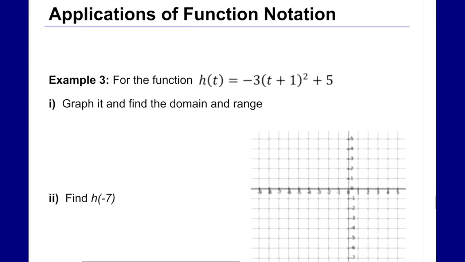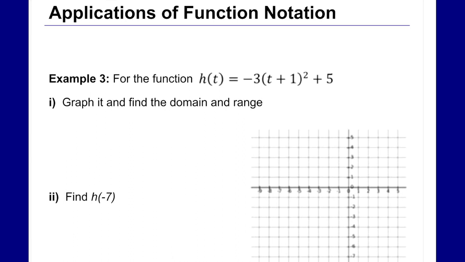Lastly, look at some applications of function notation. So rather than given an equation, given as y equals something with x in it, we can use function notation, right? So this is saying h at t, or if it's an application, we may say height at a given time. Essentially, that's all that's referring to. H at t, or the height at a given time, is equal to negative 3 times t plus 1 to the power of 2 plus 5.